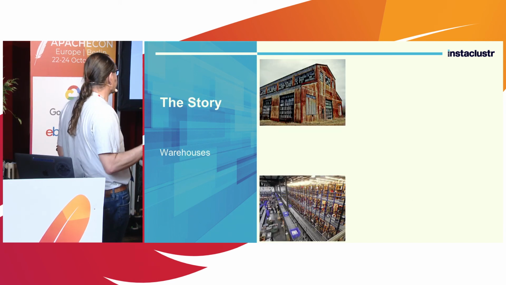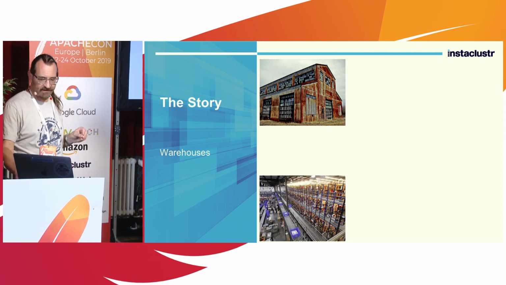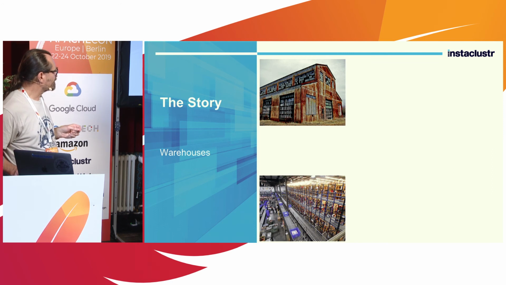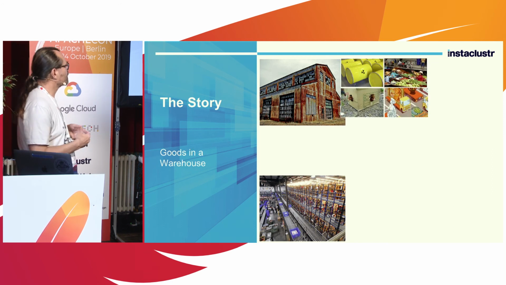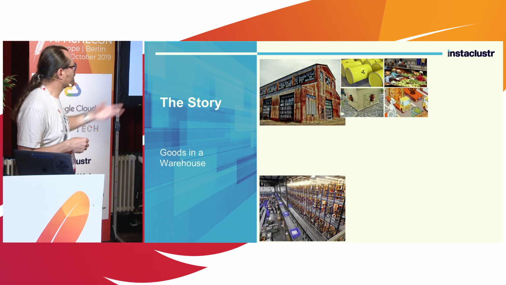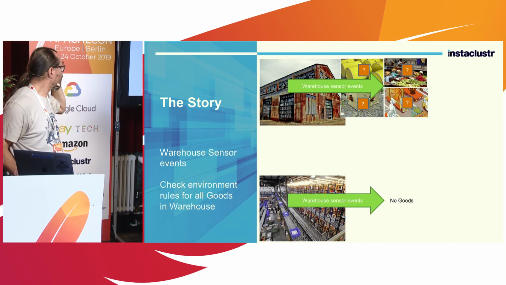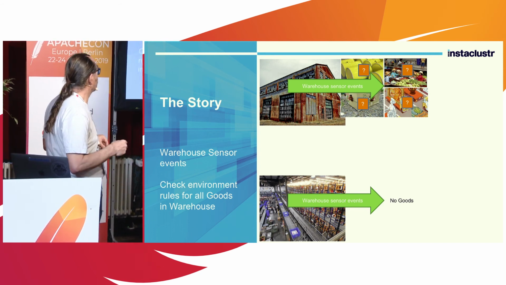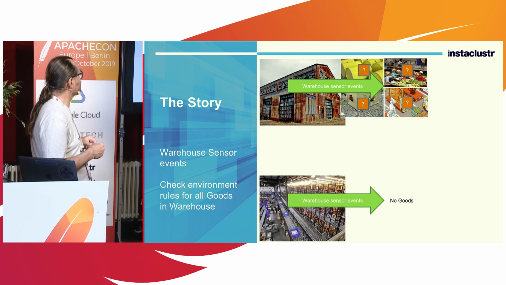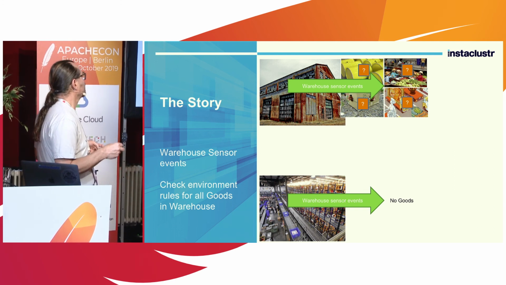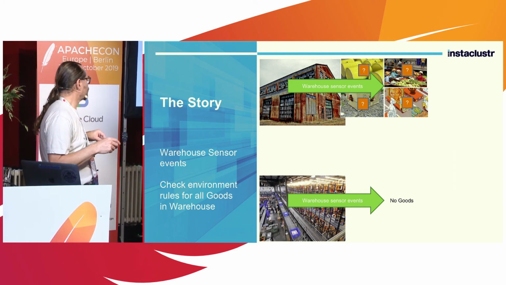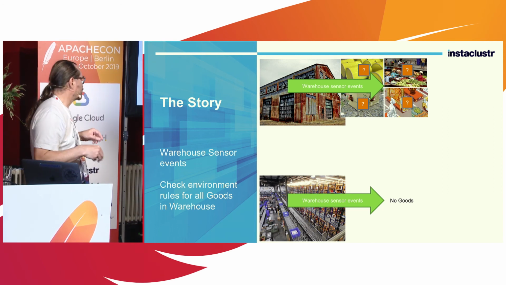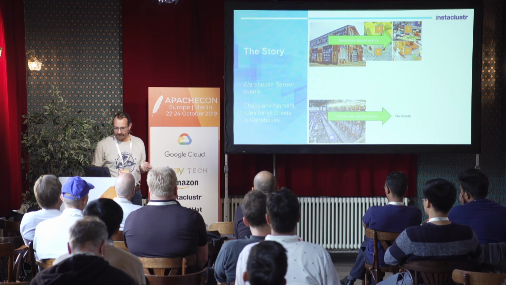So the story essentially works like this. In this case, we've got two warehouses. It's about the simplest possible case, I guess. There are some goods initially stored in one warehouse. There are no goods in the other one to start with. Each warehouse produces some sensor events telling us what's going on in that warehouse over a particular period of time. And what we want to do is check the rules for the goods to see if there's been any environmental violations for those goods in the particular warehouse that they are in.